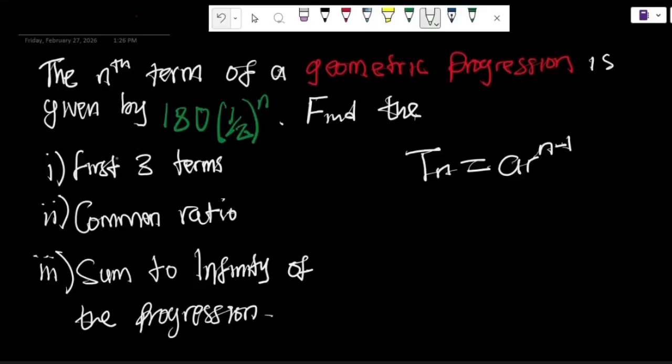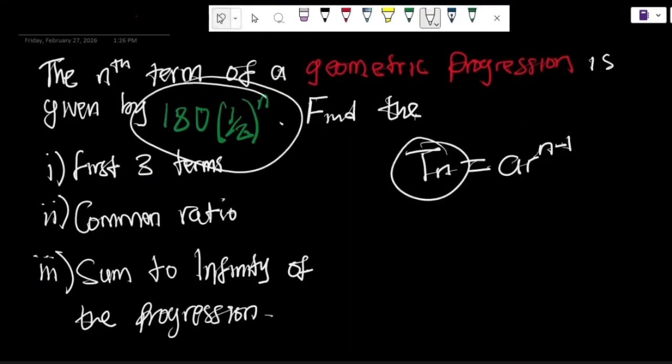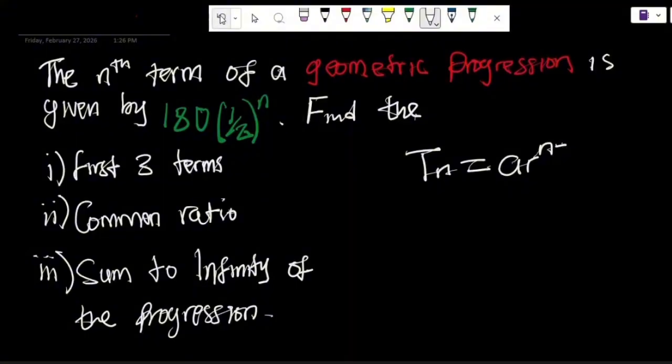So when you look at the first question, notice that we need to find the first three terms. Since we are finding the terms, this is the formula that we need to use. Since we've been given the nth term, we just use this same formula to find the first three terms. So this is the first question.